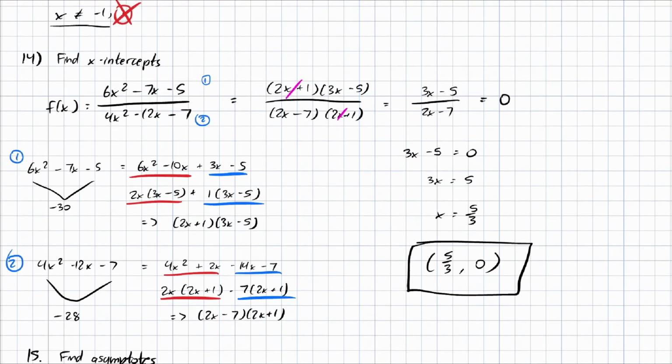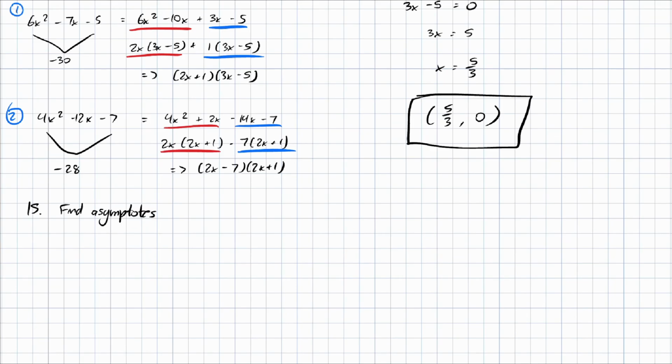Horizontal and vertical, of course. Okay, so I'm going to rewrite my function, but in the factored form. This is the same equation, by the way. So we have 2x plus 1, 3x minus 5, 2x minus 7, 2x plus 1. The reason I write these out is because you need every single one of your restrictions, right?